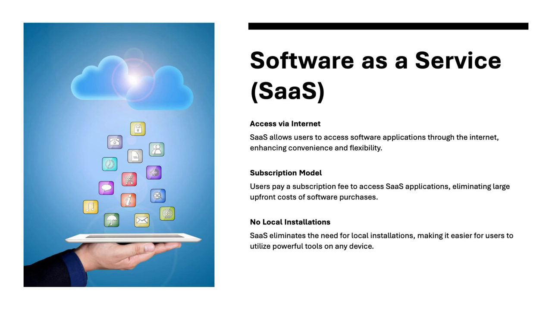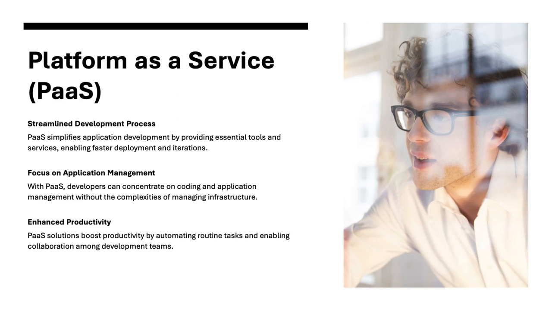SaaS, or software as a service, provides users with access to software applications over the internet on a subscription basis. Examples include Google Workspace and Microsoft 365, which allow users to utilize powerful tools without local installations. PaaS, or Platform as a Service, allows developers to build, deploy, and manage applications without worrying about underlying infrastructure. This service streamlines the development process and enhances productivity.